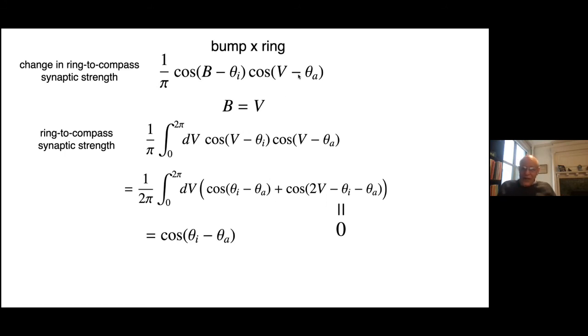The cheat here, one cheat at least, is that these synapses are actually inhibitory and the plasticity is actually anti-Hebbian. So again, there are two minus signs here that I've not shown you in this calculation, but there are two of them, so they cancel.